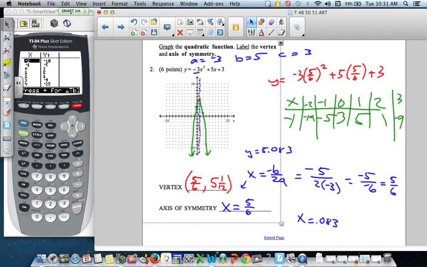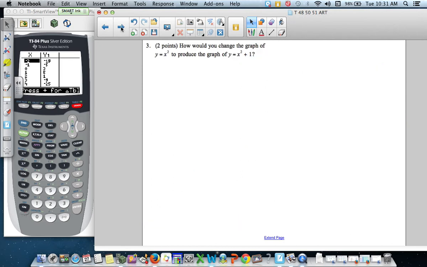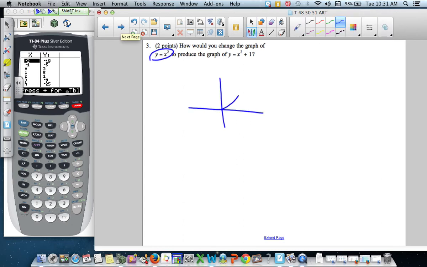All right, number 3 is a real simple problem. It's just asking what would we do with the graph of y equals x squared. Remember, that's the parent function. It's a graph with a vertex at 0, 0. What does the plus 1 do to the graph? It would just shift that vertex up 1 unit.